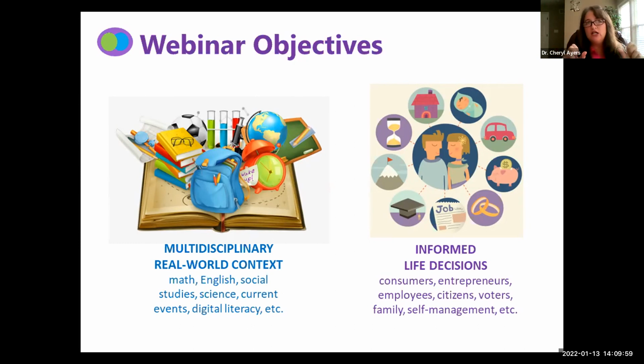So we always want to take a look at the end of the presentation of the content and the resources. I'll ask you for examples for how you might integrate this into your classroom, as well as help your adult learners in their personal lives.